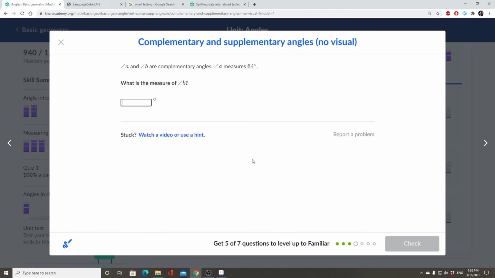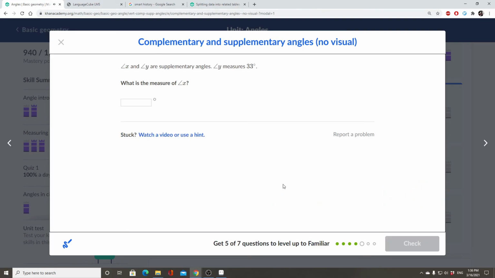What is the measure of B? A and B are complementary angles. A measures 64. Complementary, that's 90. 90 minus 60 is 30. Take away an additional 4. That's 26. Yeah, 26 degrees, my friend.